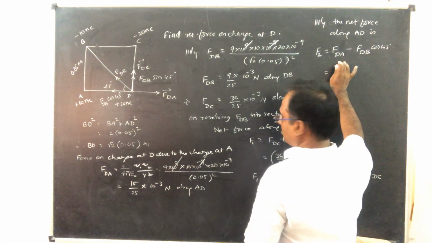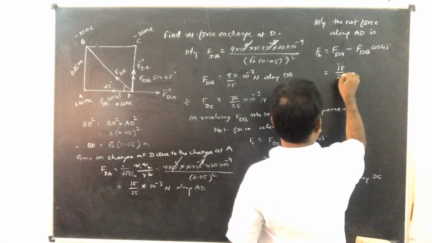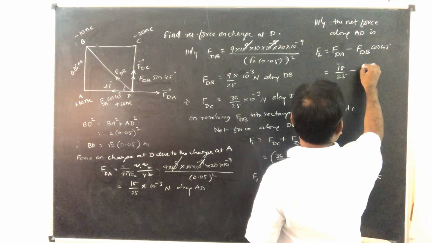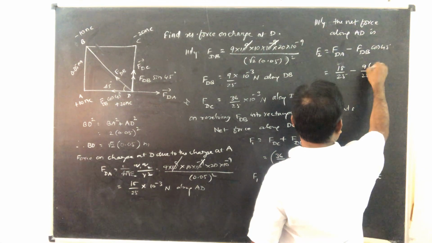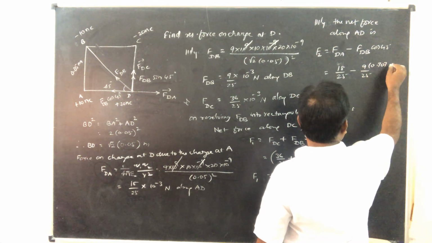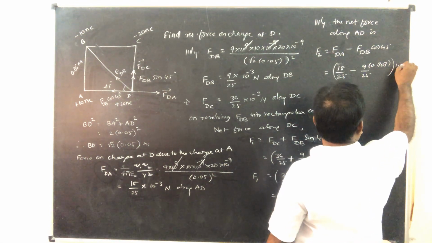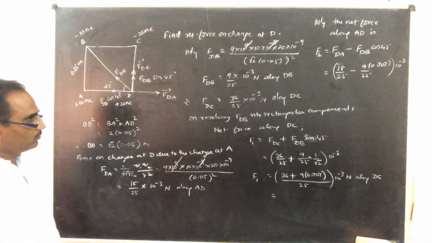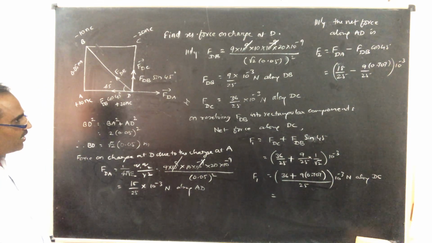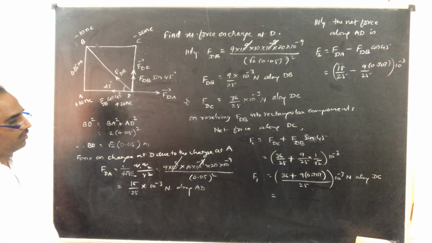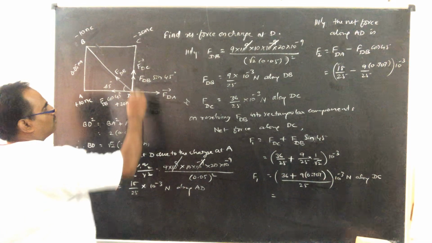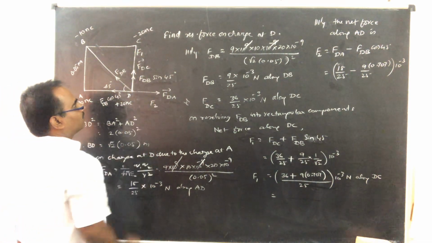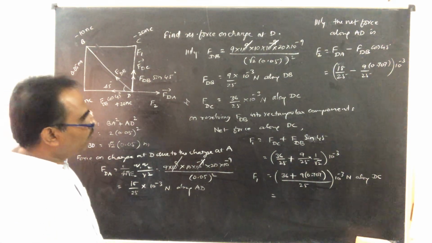So this is 18 by 25 minus 9 by 25 into 0.707, into 10 to the power of minus 3. Now, three forces are reduced into two, F1 and F2. So this is the direction of F1 and this is the direction of F2. Now you find the resultant.